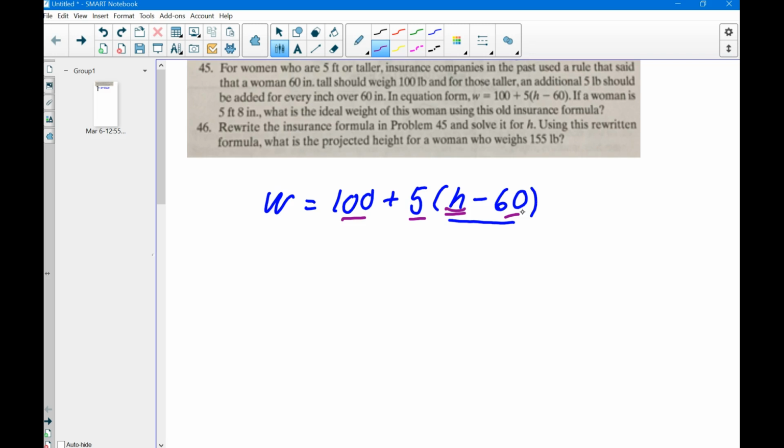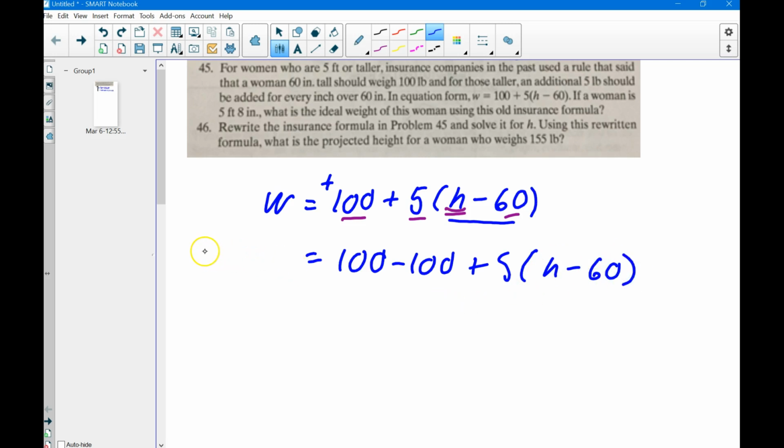So I have 100 here. It's actually a positive 100, because no one told you it was negative, basically. So what I do now is I go 100 minus 100 plus 5 outside of H minus 60.